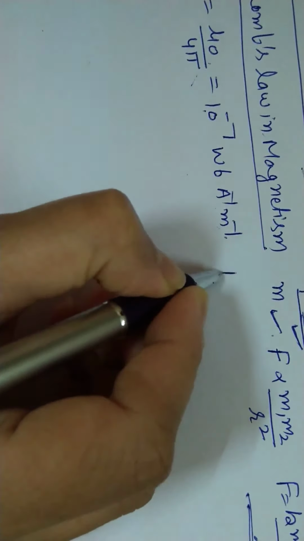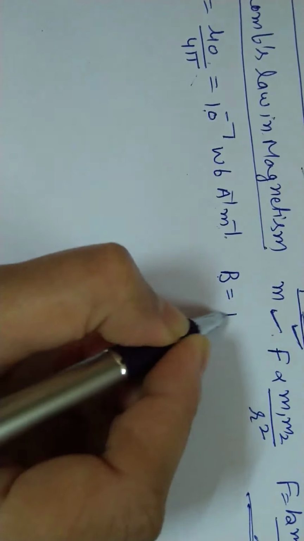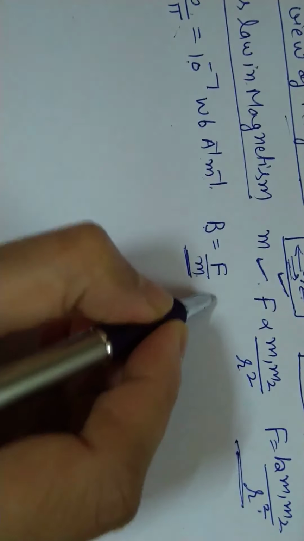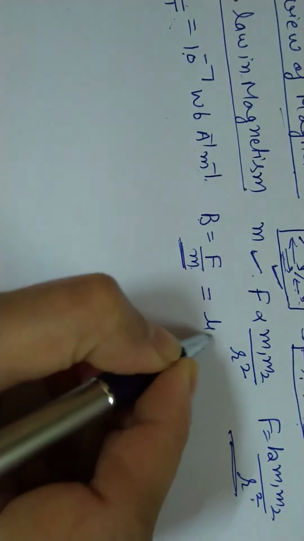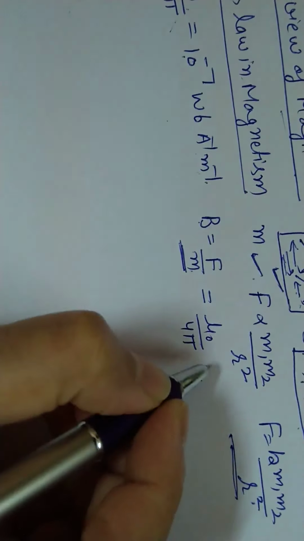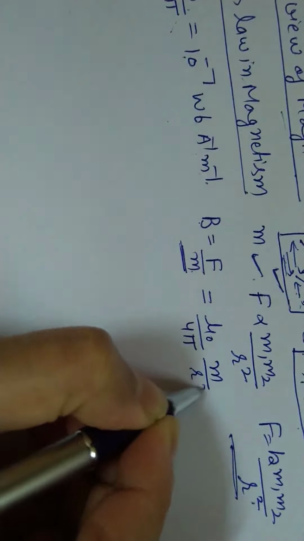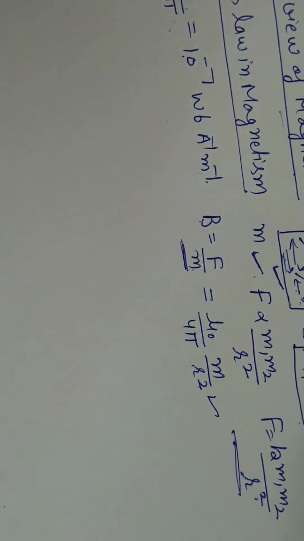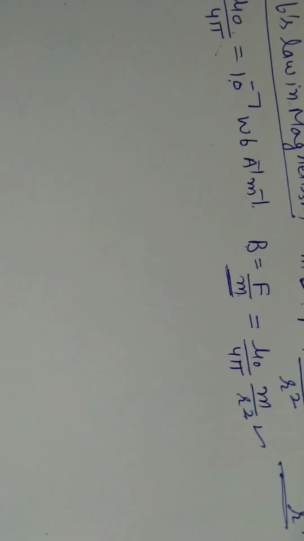In magnetism, we consider the magnetic field as force upon pole strength. And when we use this to find the magnetic field, we calculate mu naught upon 4 pi, m upon r square. This value we have to use to find the magnetic field on the axial and equatorial line of a bar magnet.